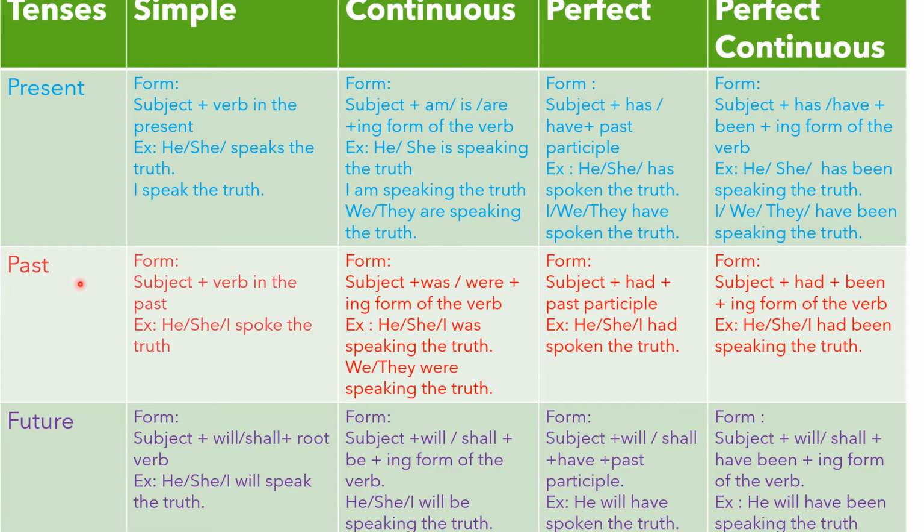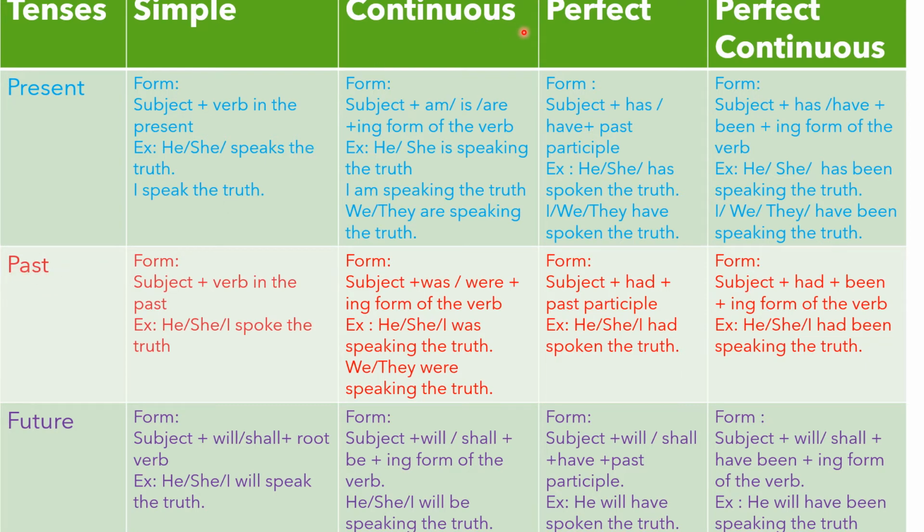The past tense also has similar four classifications. So simple past. What is the form of the simple past? Subject and verb in the past plus the remaining part of the sentence. So the subject is he, she or I. The past tense of speak is spoke. So he spoke the truth, she spoke the truth, I spoke the truth.